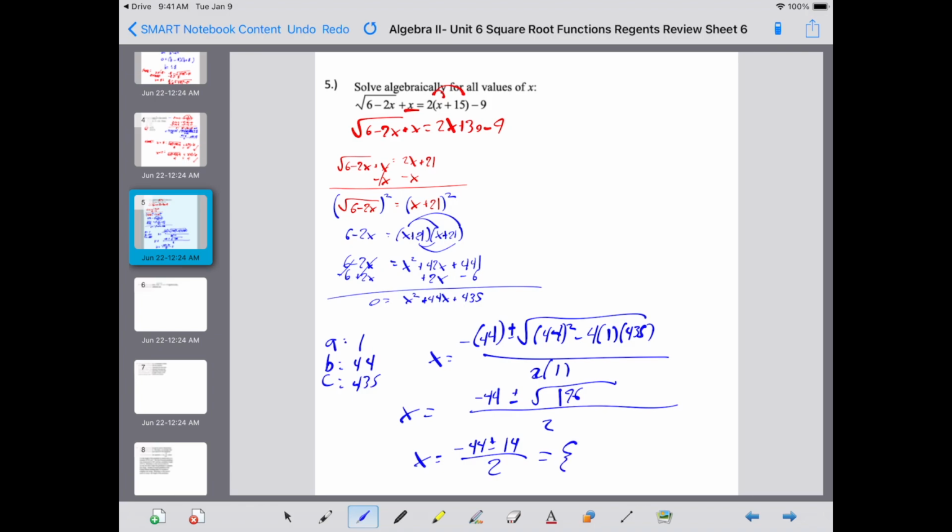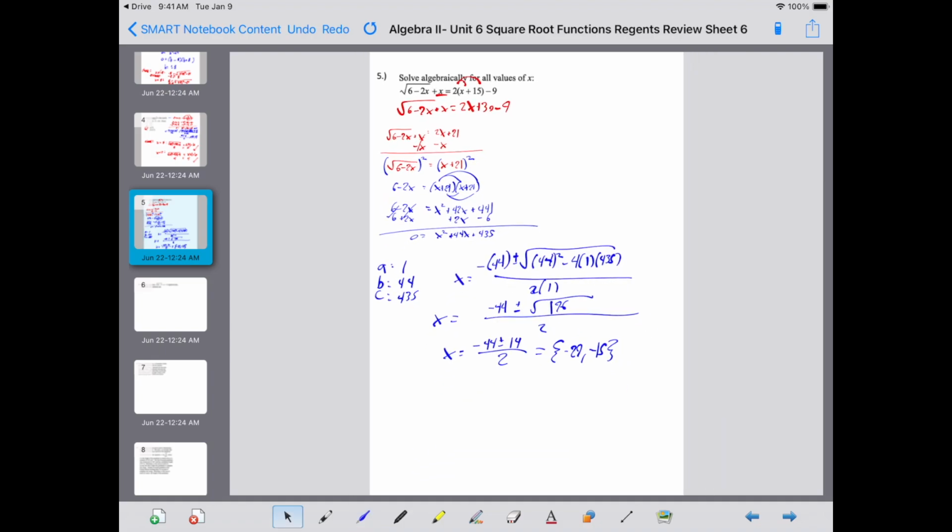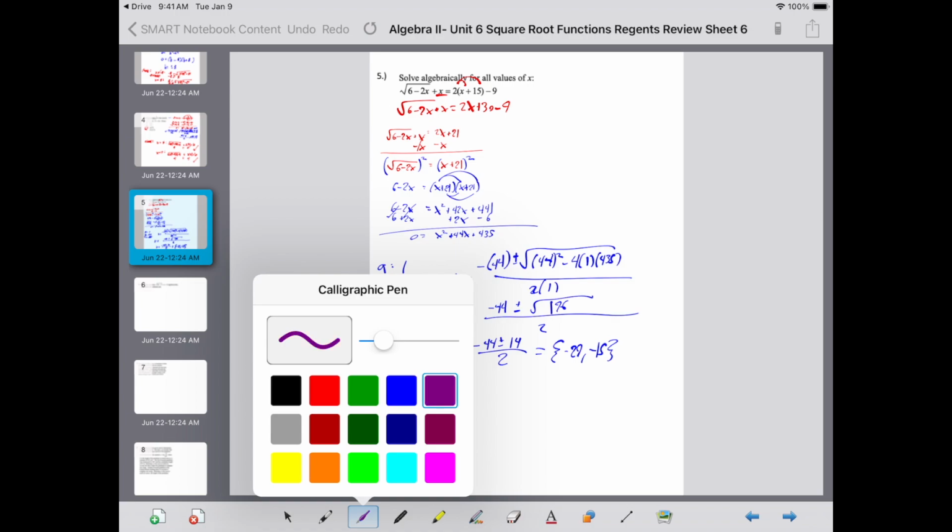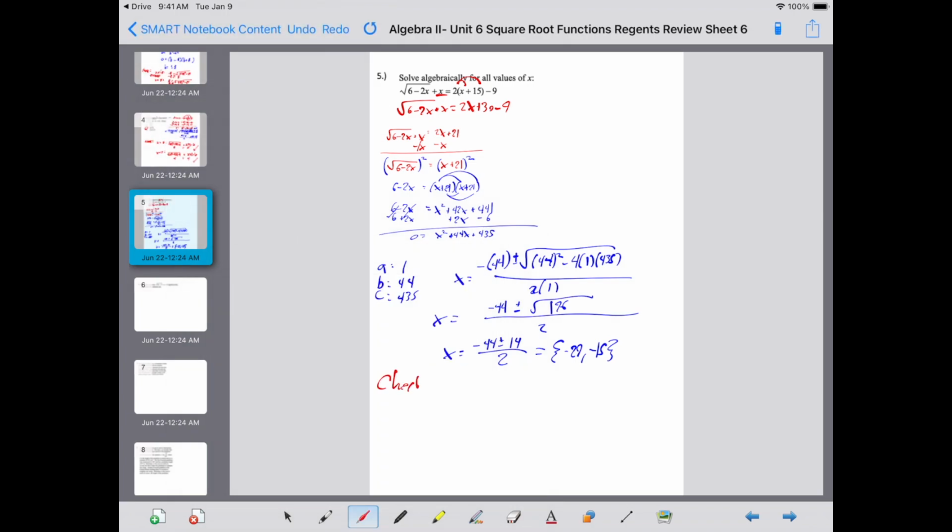Let's put that in our calculator and find our two possible solutions. Negative 44 minus 14 divided by 2 is negative 29. We're going to do the same thing, but add the 14. You get negative 15. Are we done? No. You must check for extraneous solutions. I'm hoping at this point it's getting repetitive. Don't forget to check radical and rational functions.